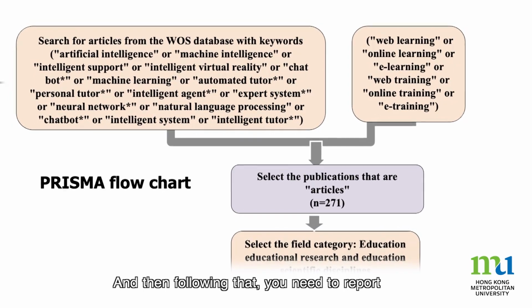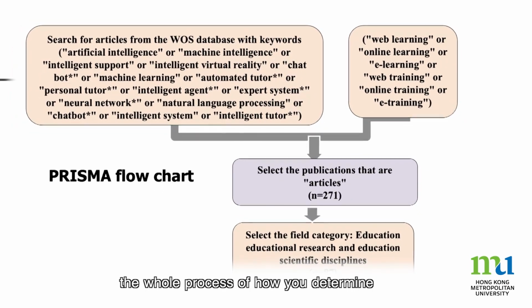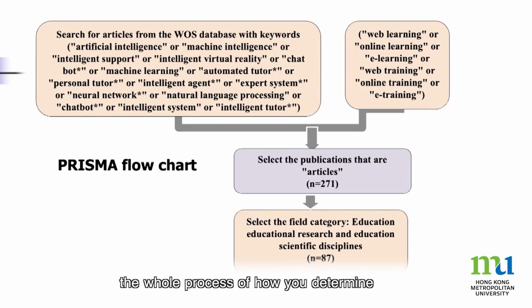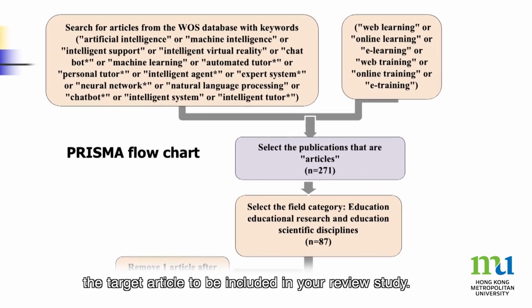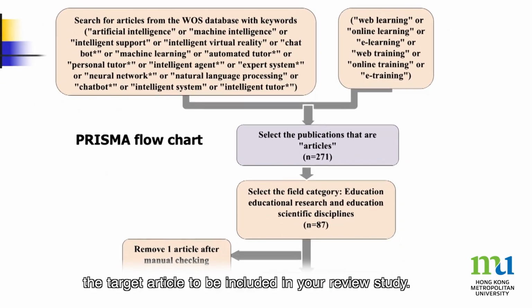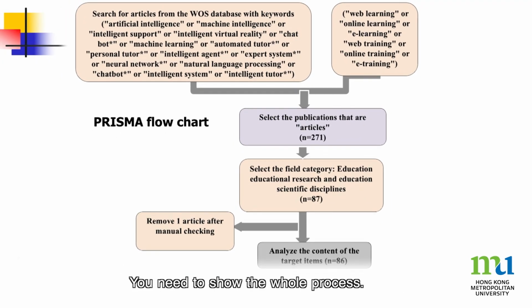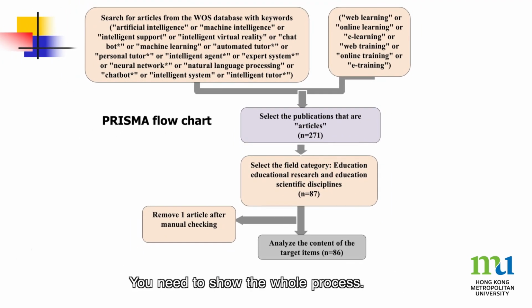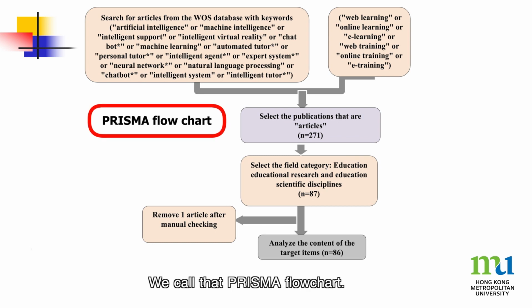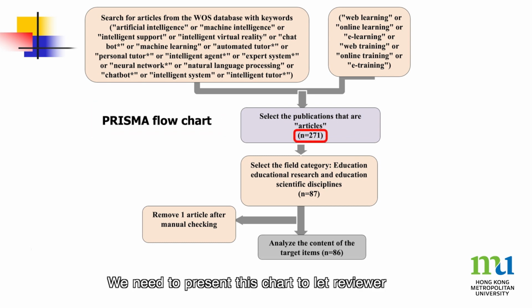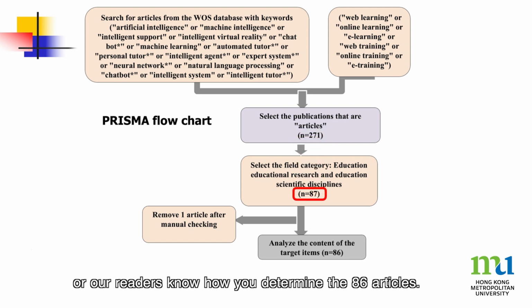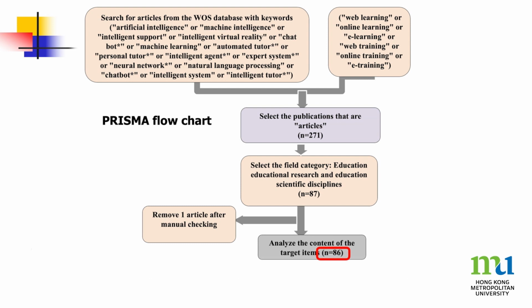And following that, you need to report the whole process of how you determine the target articles to be included in your review study. You need to show the whole process. We call that a PRISMA flowchart. You need to present this chart to let reviewers or other readers know how you determined the 86 articles.